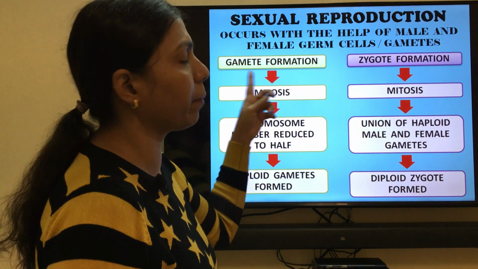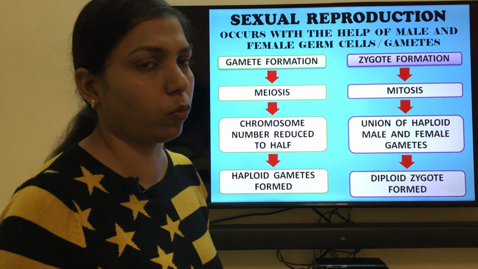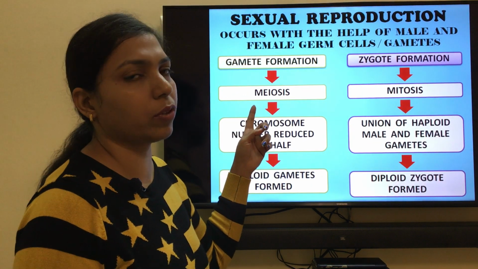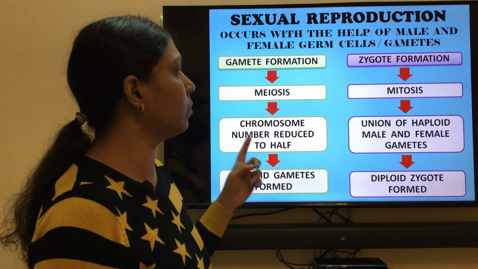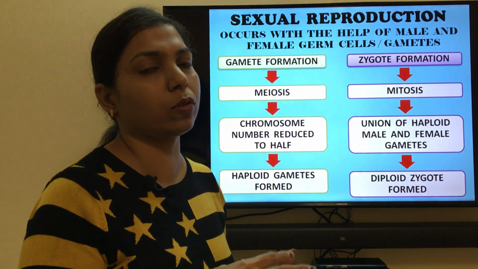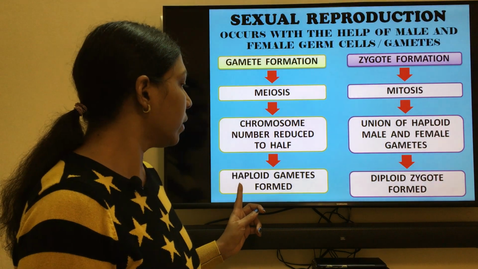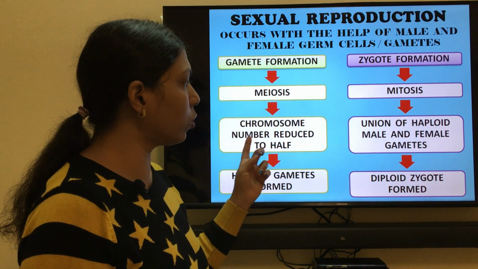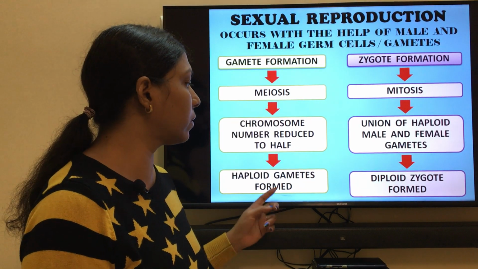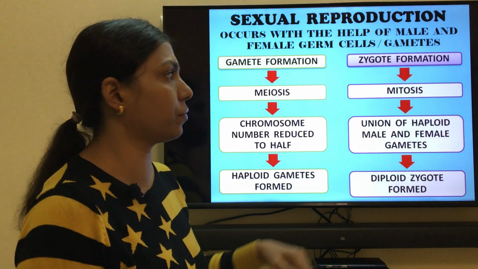So first you have gamete formation, which takes place by meiosis cell division. You already know what meiosis is, what mitosis is. So gamete formation takes place with the help of meiosis, and when this process takes place, the chromosome number is reduced to half. The haploid gametes are formed. When the number of chromosomes is reduced to half, the gametes which are formed are called haploid gametes because the number of chromosomes is half.